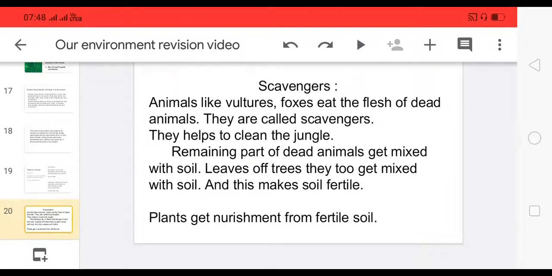Okay, like if we eat balanced food, means fruits, vegetables, dry fruits, our body will be fit and healthy, like that. Okay, and plants get nourishment from fertile soil. Yes, and plants get nourishment means plants get all the nutrition from this fertile soil.